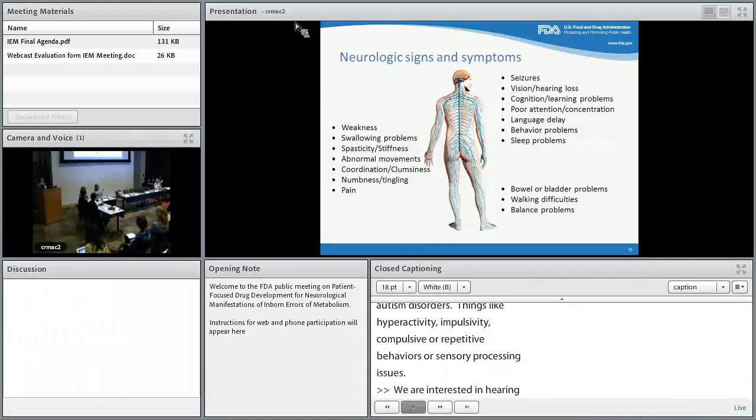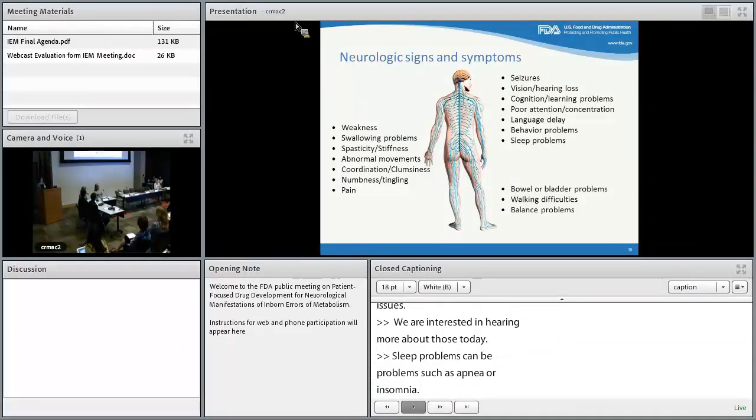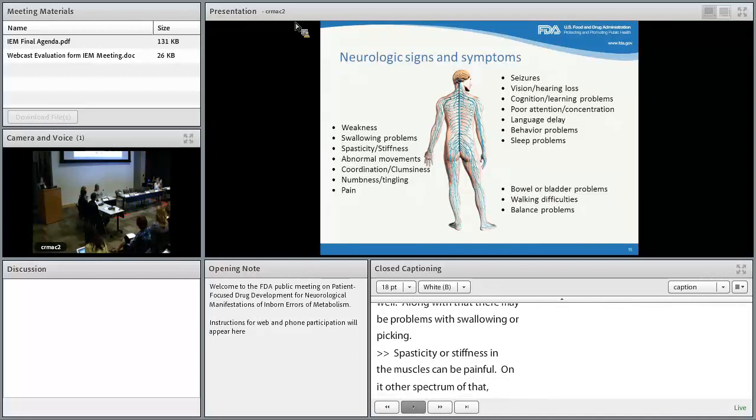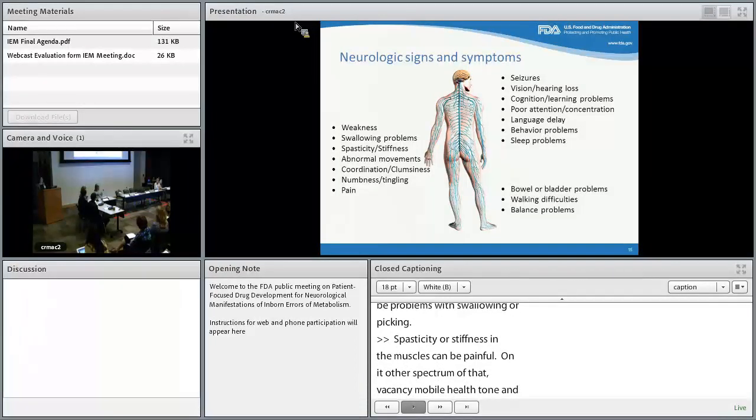And sleep problems can be problems such as apnea or insomnia. Weakness is pretty common as well. And along with that, there may be problems with swallowing or breathing. Spasticity or stiffness in the muscles can be painful. On the other spectrum of that, we can see low muscle tone and hypotonicity. Abnormal movements can occur, things like myoclonic jerks, tremors or dystonia.